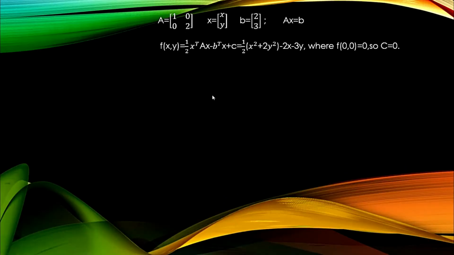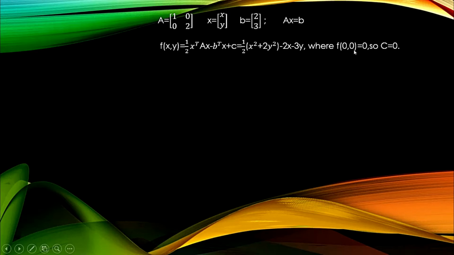To keep things simple, we are going to consider a simple system of linear equations Ax = b, and you can see right away that the solution is 2 for x and 3 for y, but we are keeping things simple here for better visual understanding. So f(x, y) = 1/2 x transpose A x minus b transpose x plus c, and this is the equation of the surface in the Cartesian coordinate system.